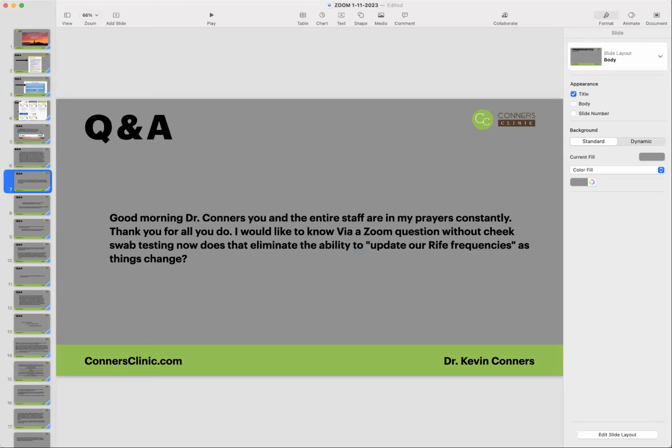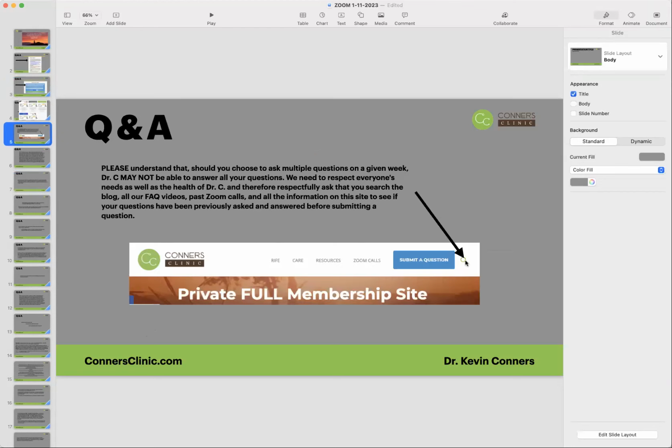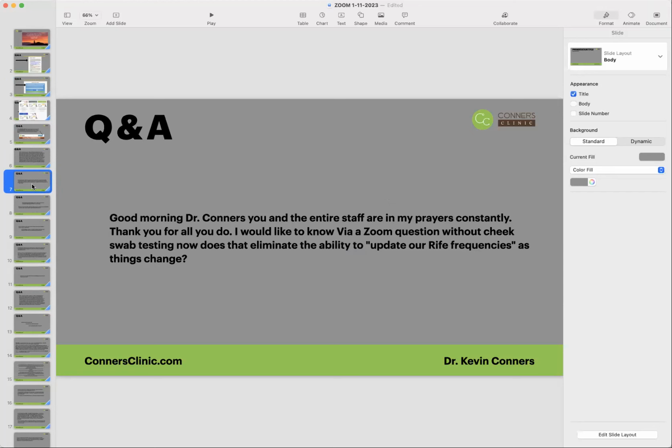Question in the chat: any chance of getting a search feature on the mobile version? That search box should be on this phone too. If it's not, I'll ask Dustin. It should be there, but we'll check into that.